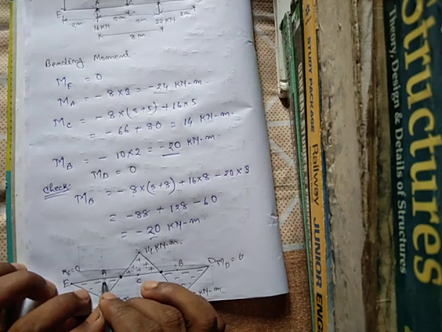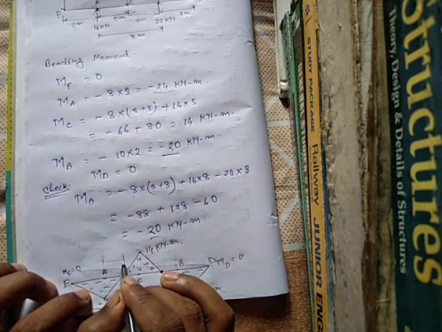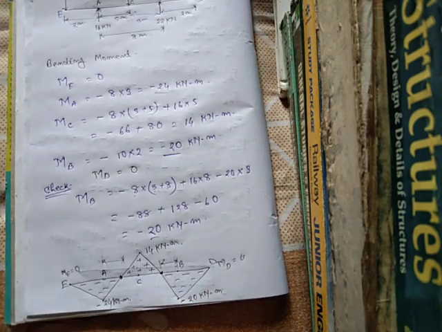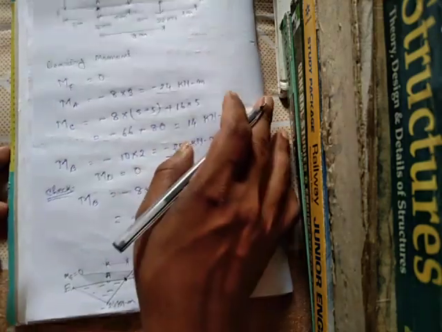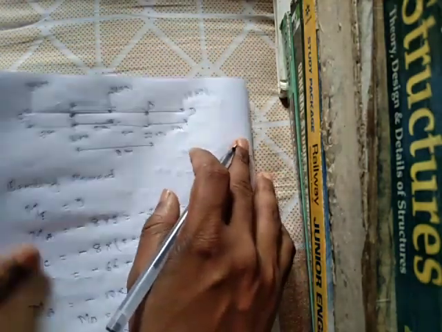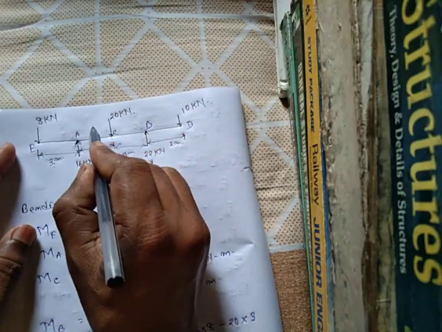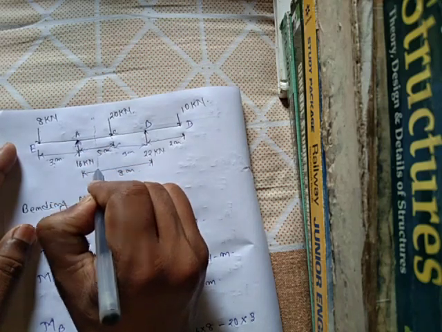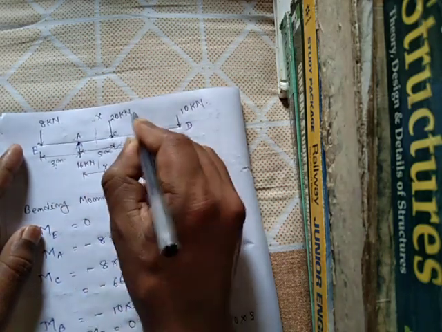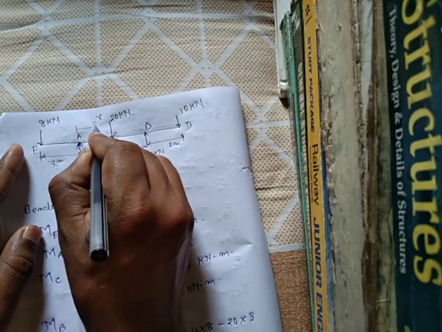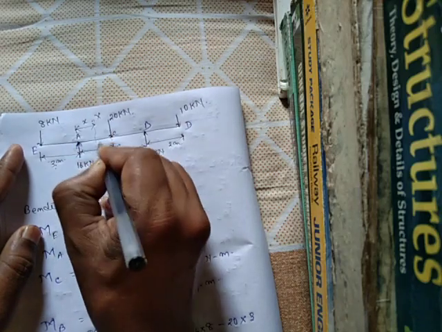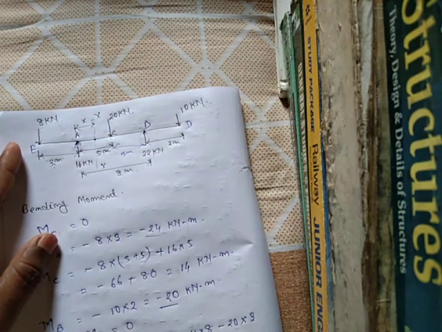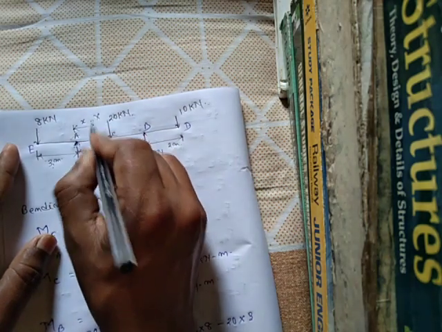Now find out the distance from A and from B. Let me choose a section, cut a section XX, at distance x from point A. At that point the bending moment is 0, because a point of contraflexure means the bending moment is 0 at point XX.